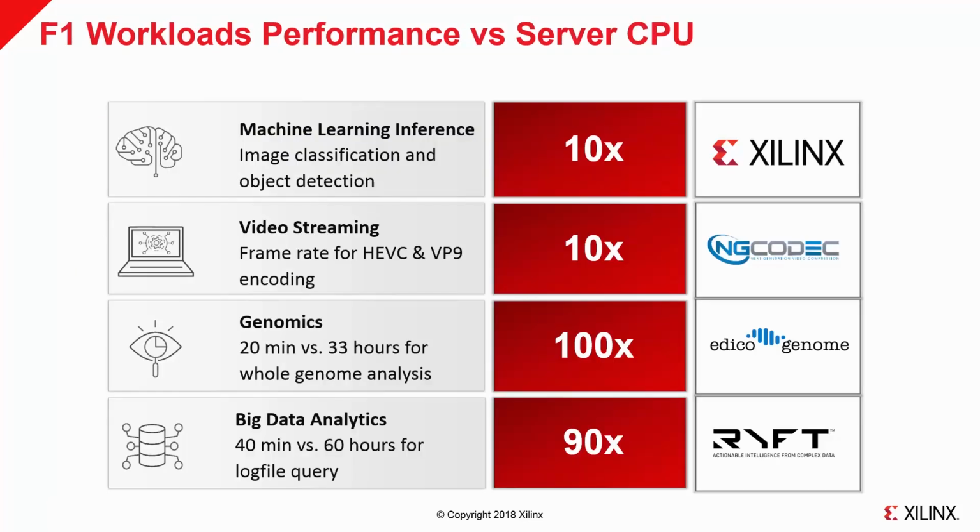Amazon EC2 F1 instances are currently being used to accelerate machine learning, video streaming, genomic sequencing, analytics, financial computing, engineering simulations, image processing, security, compression, and many more. But any compute-intensive application that benefits from massive parallelism and deep pipelining is a good candidate for F1.